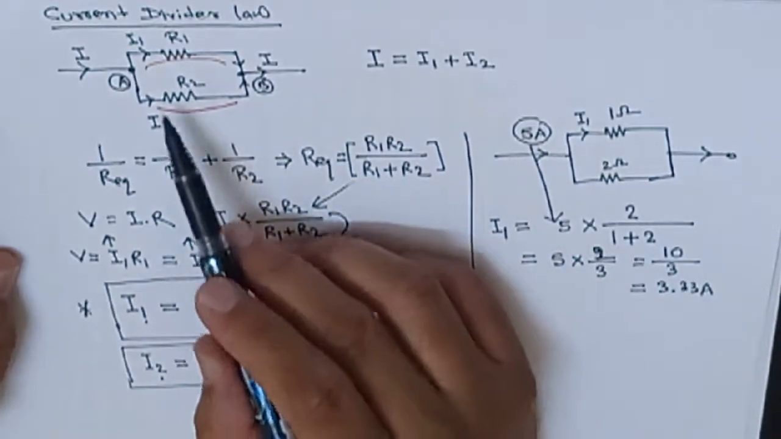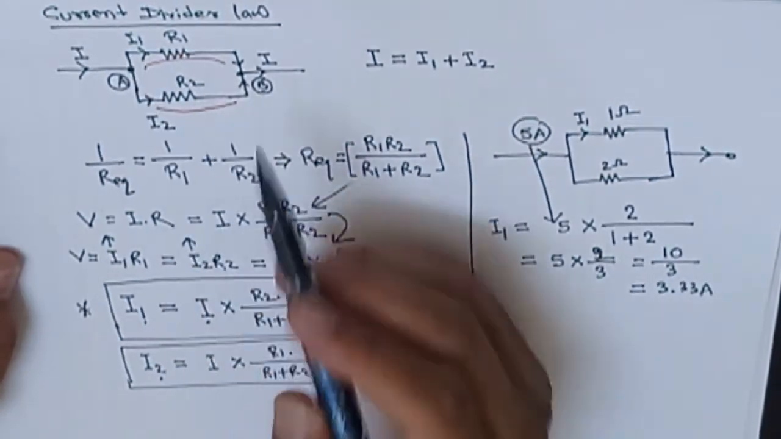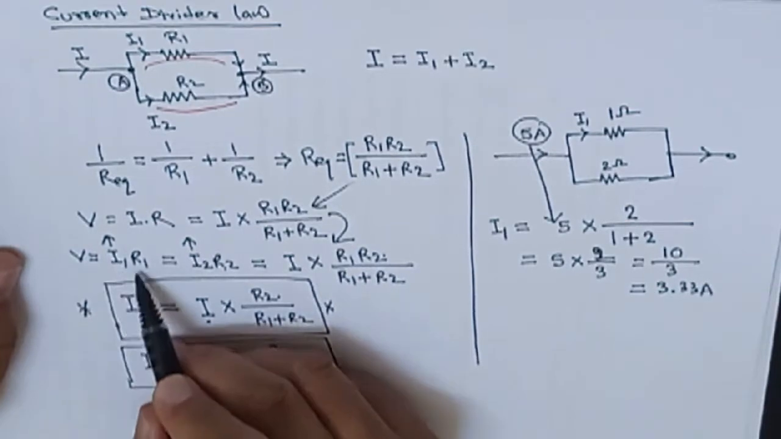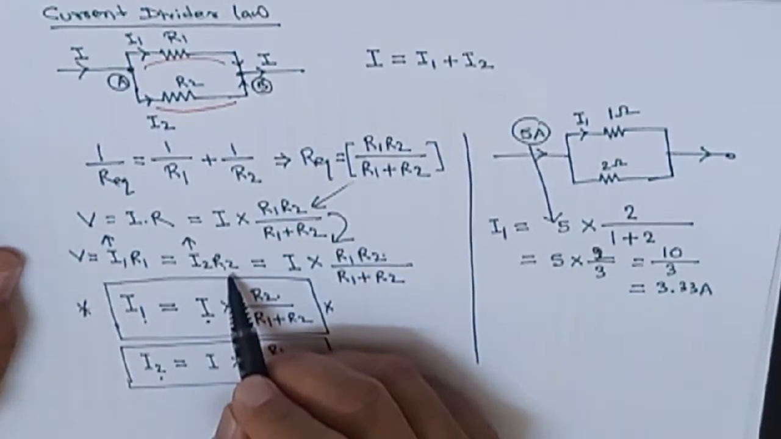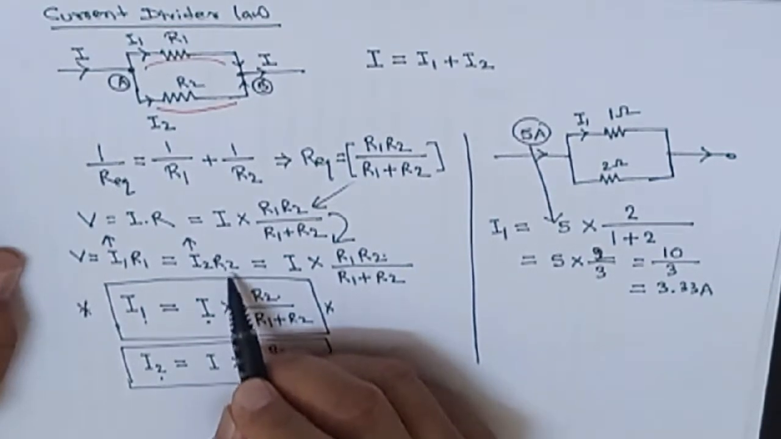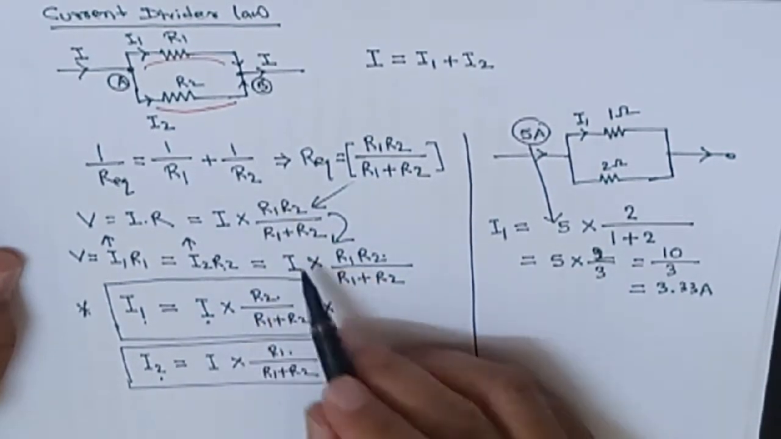So if you go for the upper side, that will be V equal to I1 into R1, and if you go for the downside, it is I2 into R2. That is also equal to the same voltage.